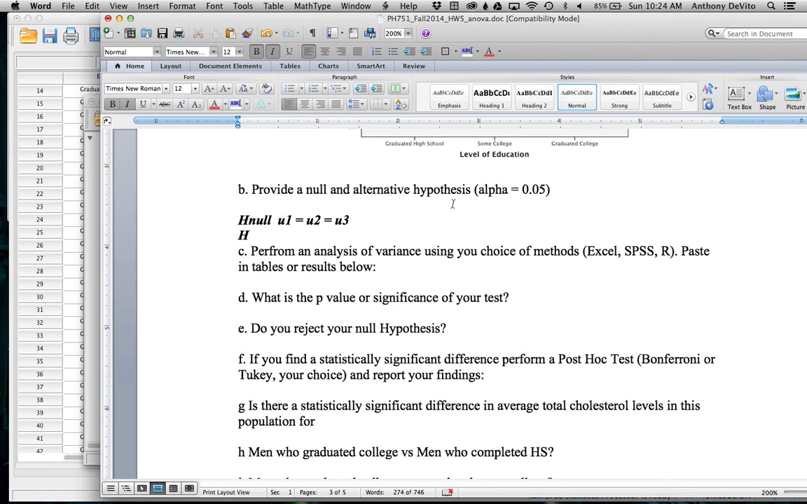Okay, now we have to propose an alternative hypothesis. Our alternative hypothesis is that the means are not equal. In our case, we don't care which of the means are not equal. We just want to demonstrate at least two of the means are not equal. I'll just type in all means are not equal.